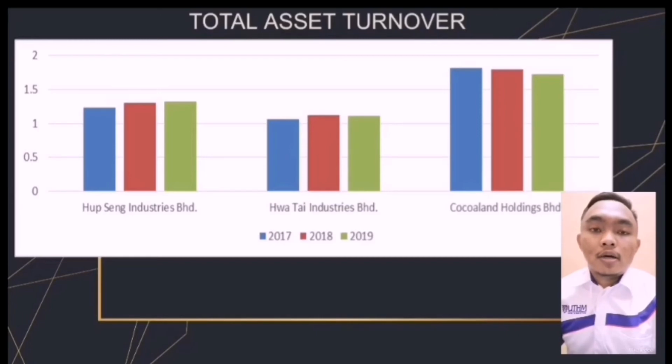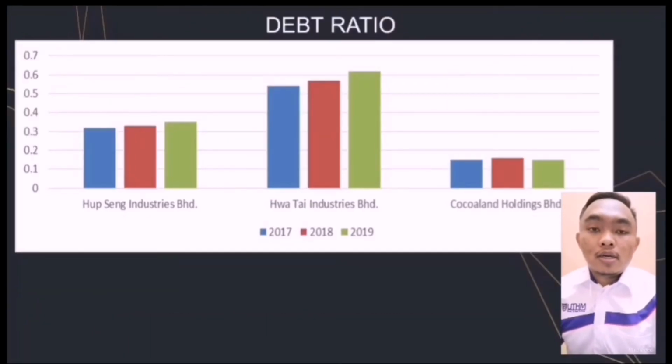For the Cocoland Holding Berhad is 1.82 for 2017, 1.80 for 2018, and 1.73 for 2019. Next is debt ratio. From the graph, it shows the debt ratio for the Hapseng Industries Berhad is increased from 2017 until 2019. The graph in 2017 is 0.32, 2018 is 0.33, and 2019 is 0.35.